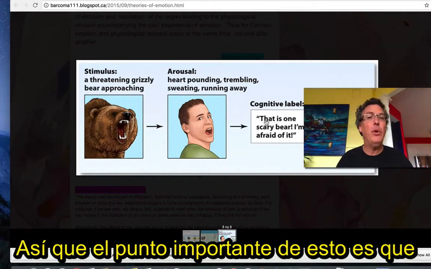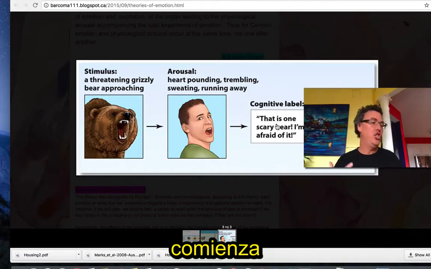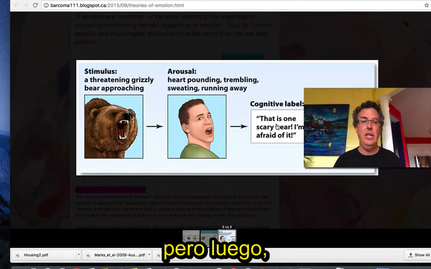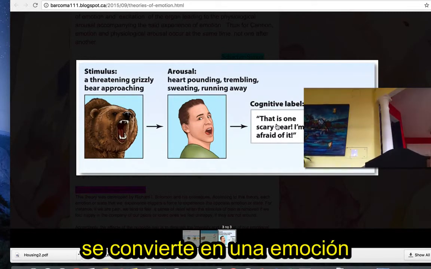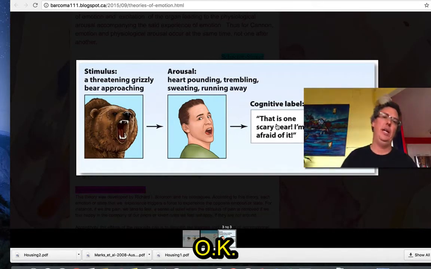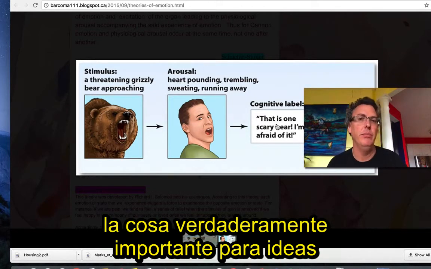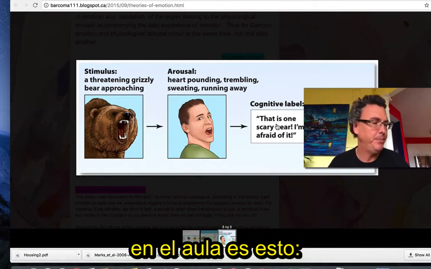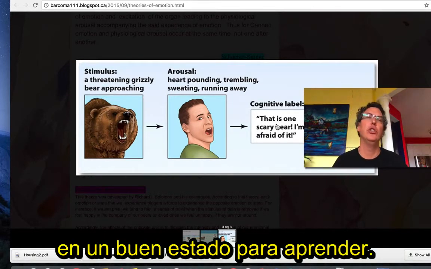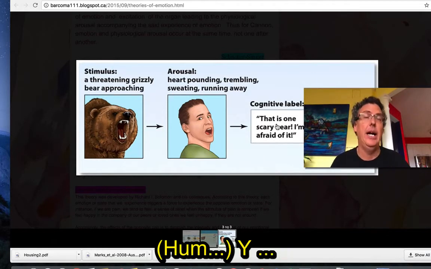So the important point is that the emotion one feels starts with that sympathetic nervous system activation, but then becomes an emotion when you think about the situation you're in. I think the really important thing for classroom thoughts is this: when you're in fight or flee mode, you are not in a good state for learning. This is a state for action.